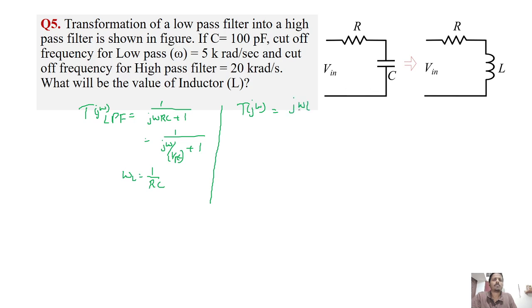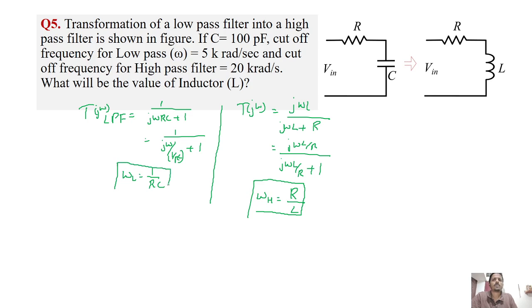So j omega L by j omega L plus R. Okay, so I'll bring this R outside, so I'll get j omega L by R by j omega L by R plus 1. So what is the cutoff frequency? The higher cutoff frequency, omega h, will be equal to R by L, right? So this is the cutoff frequency of the high pass filter. This is the cutoff frequency of the low pass filter.